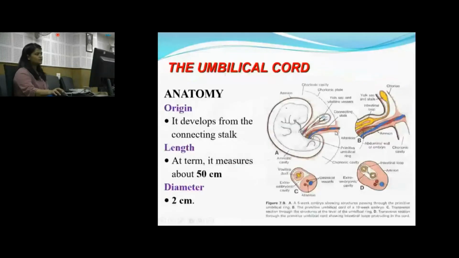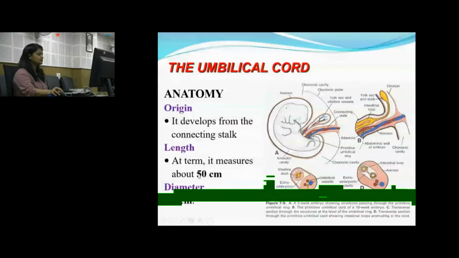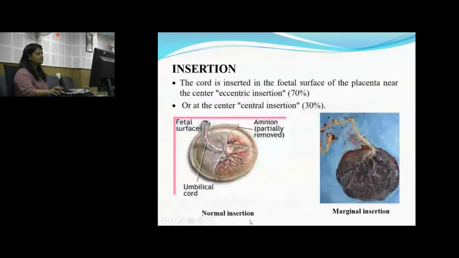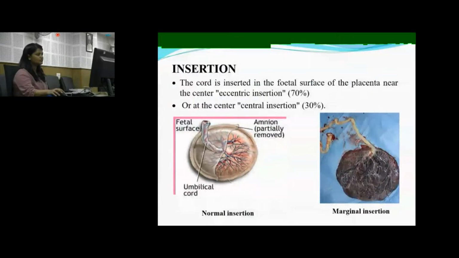The umbilical cord. It is very important to study the umbilical cord with this also. We all know it develops from the connecting stalk, and at term it measures around 50 centimeters. The diameter is around 2 centimeters. This is the 3-vessel umbilical cord. Note, we can see here there are 2 arteries towards the right and a single vein at the left. The vein is thinner, while the arteries are prominent with a muscularis layer, and this is the Wharton jelly which actually suspends all these three. Now we know it is not a central insertion but an eccentric insertion 70% of the time. Central insertion can happen 30% of the time.